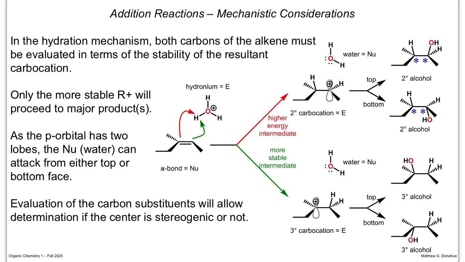Questions? So typically when you have an alkene with an acid, Markovnikov's rule is in play. The carbon with more hydrogens to begin with will get protonated because that generates the more stable carbocation.